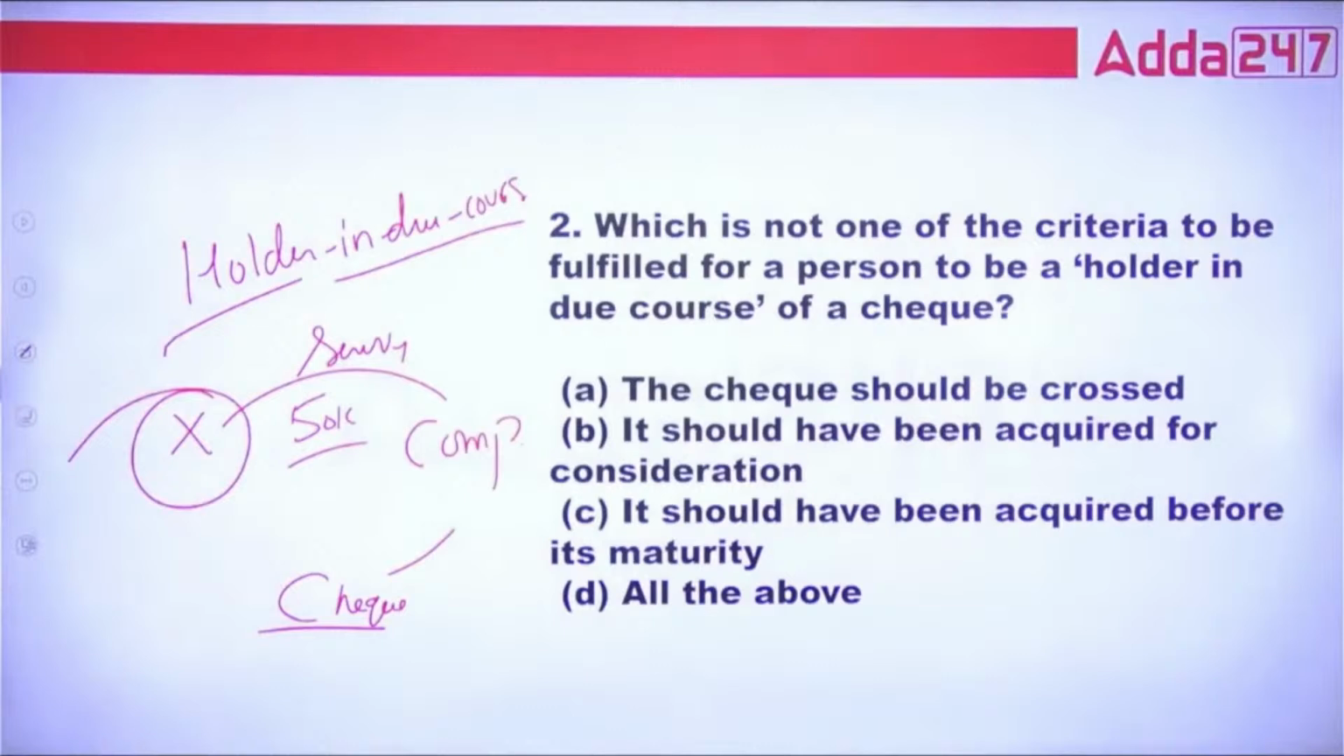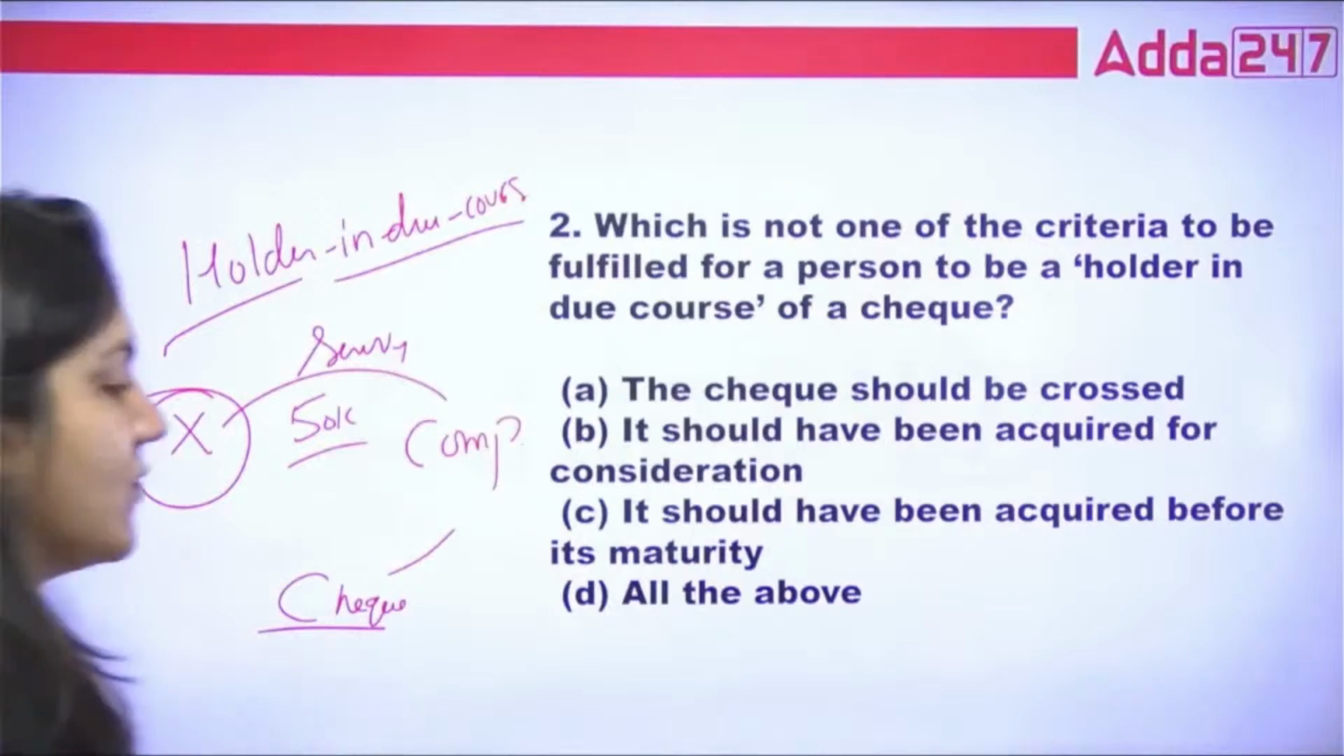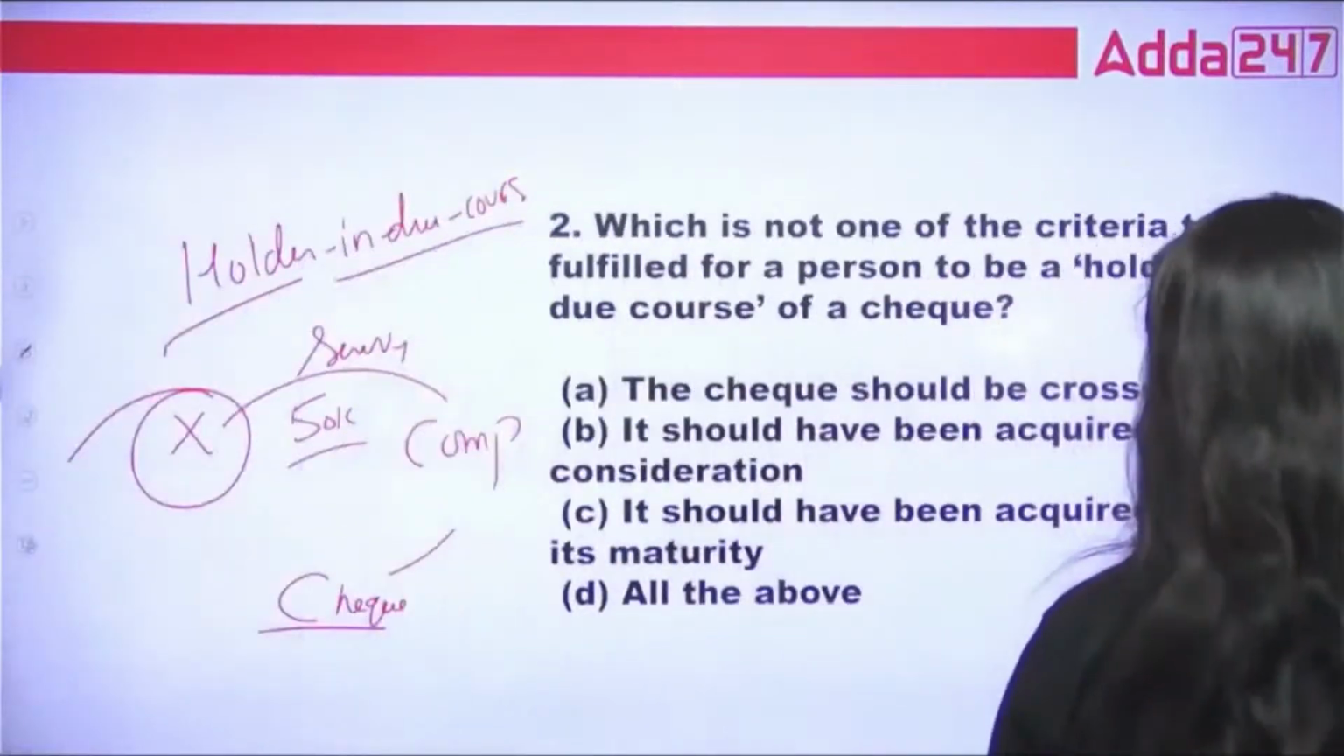So just remember the definition of holder in due course and tell me which of the following is not a criterion to be fulfilled as a holder in due course. The check should be crossed. Crossed means two transfer lines, saying just pay this check to the payee only. It should be acquired for consideration. It should be acquired before its maturity. What is the right answer? We need the one that is not a criterion. It means just remember the definition of holder in due course, then you can easily find the answer.